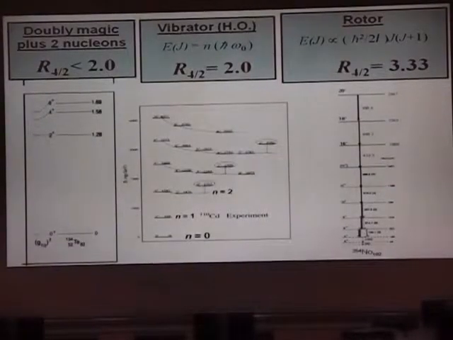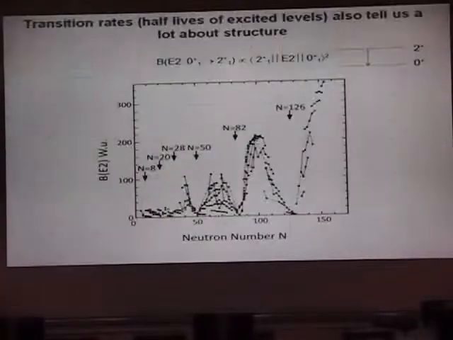Okay. Just to remind you of these three things we've seen: two valence nucleons, vibrator, and rotor. These are kind of the paradigms and benchmarks of structure. There's one more, but I won't go into that.